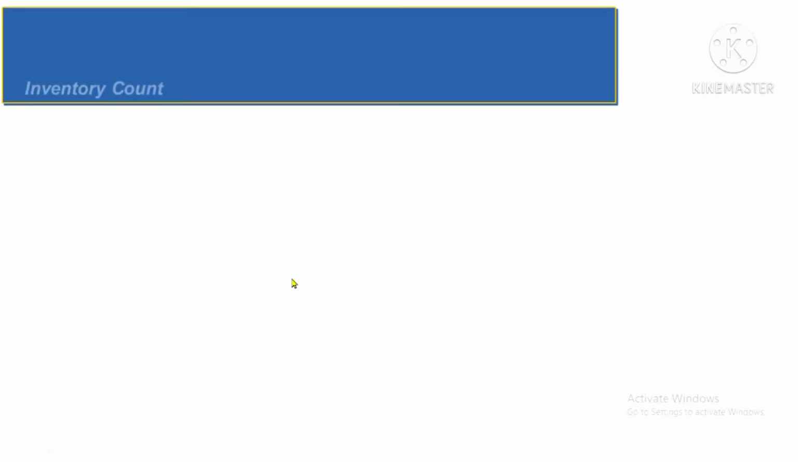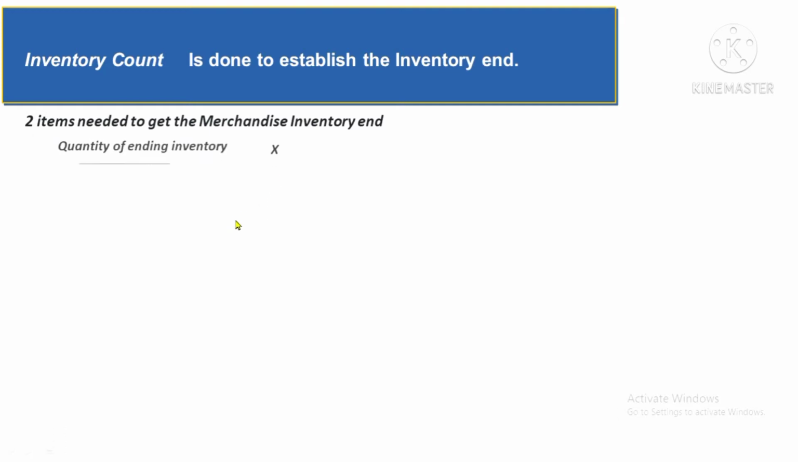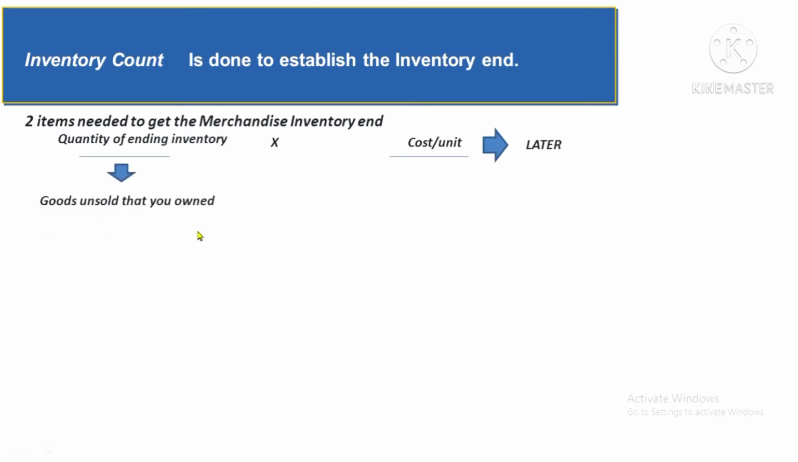Again, inventory count is done to establish the ending inventory. There are 2 things that you need to find in order to get the ending inventory value. Number 1, the number or quantity of the inventory, and the second one is the cost per unit. Let's talk first about the quantity of the inventory, and the cost per unit will be the topic later. The quantity of the inventory should be the unsold goods that your company owns. Again, those are unsold goods that your company still owns. To be specific, it includes the following.